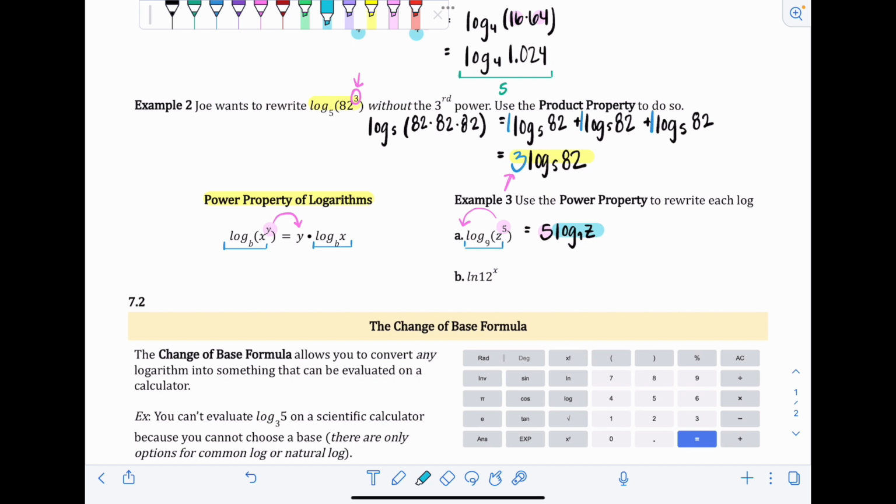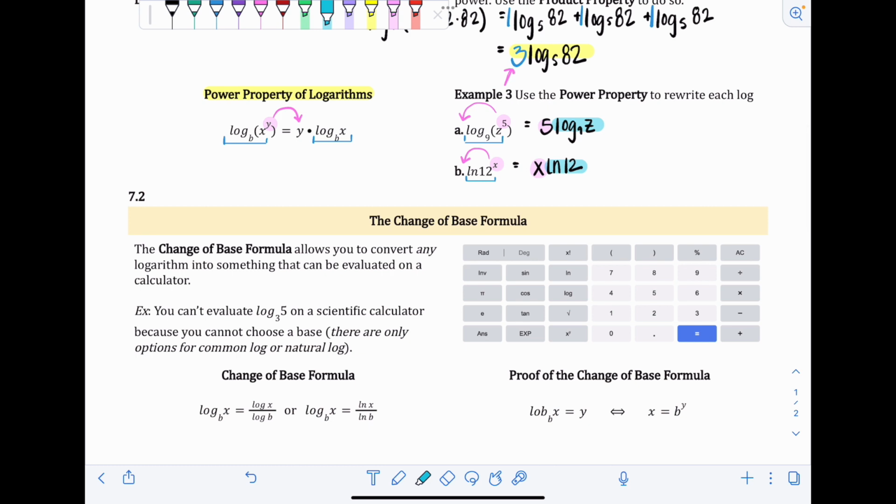And then for B, it's ln, which remember is natural log, of 12 to the x power. In this case, our exponent is x. That's going to get brought around the front to become a coefficient, and then the rest of the log will stay exactly the same. So it'd be x out in front, and then times the natural log of 12. So it'd be x ln of 12. Okay, so for the power property, anytime you have an exponent over what you're taking the log of, you can take that exponent and bring it to the front. And sometimes it just makes the logs easier to simplify.